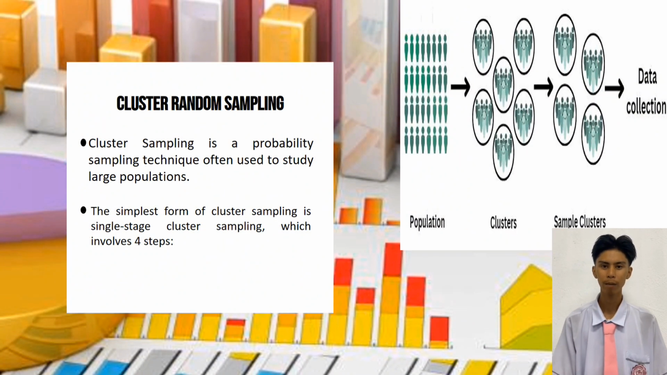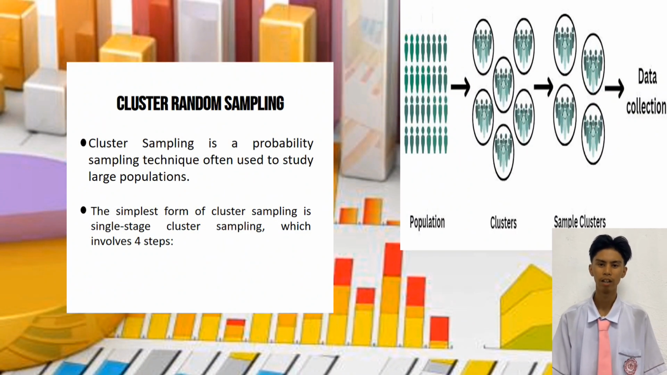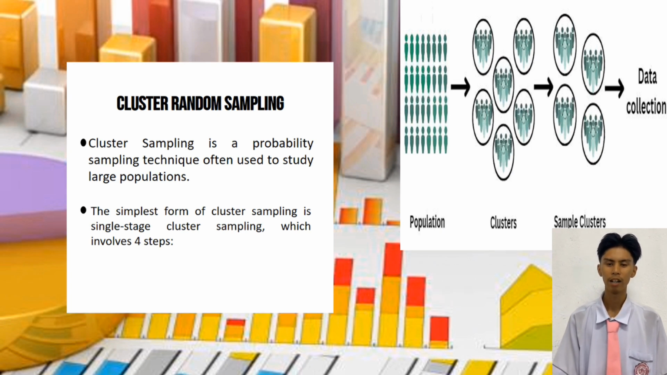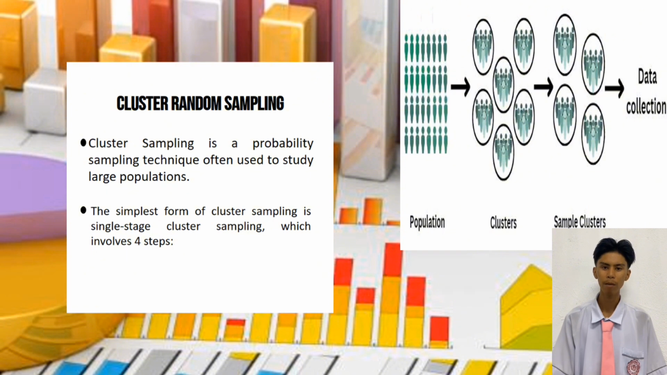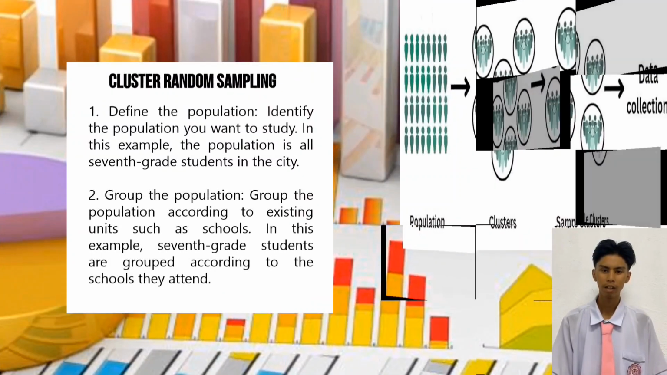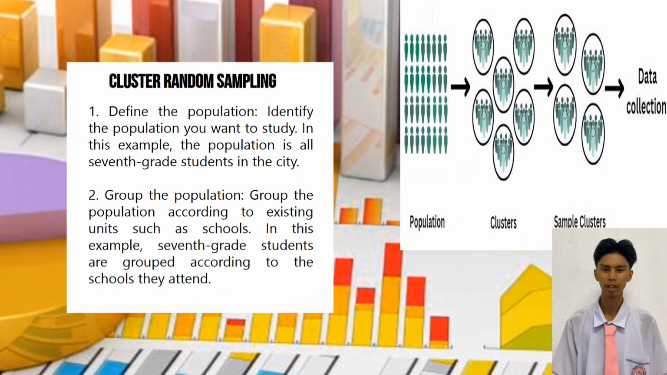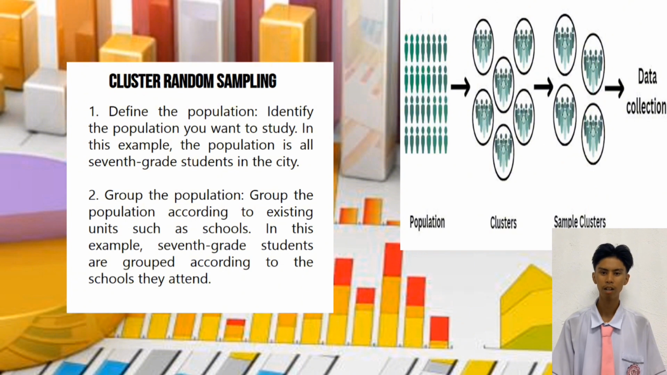Cluster sampling is a probability sampling technique often used to study large populations, particularly those over a wide geographic area. The simplest form of cluster sampling is single-stage cluster sampling, which involves 4 important steps. Step 1. Define the population. Identify the population you want to study. In this example, the population is all 7th grade students in the city.